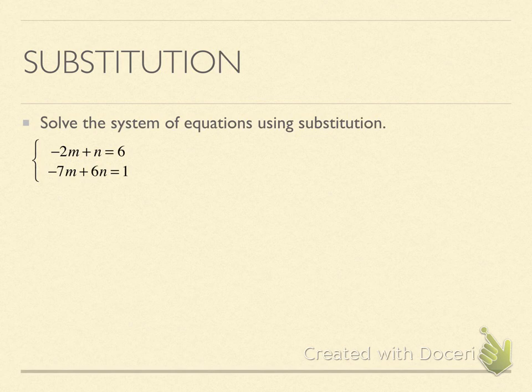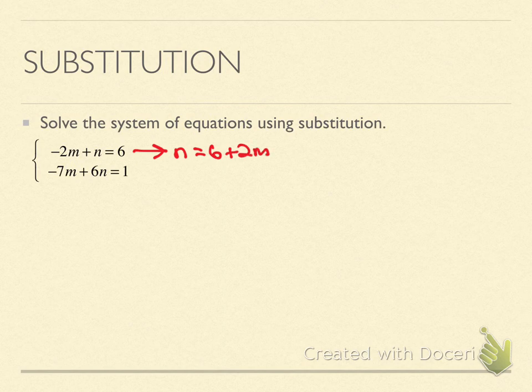So to solve this system using substitution, I first have to pick one of the variables to solve for. And again, I have 4 options. I can solve for m, I can solve for n. But looking at this, I'm going to pick the one that does not have a coefficient, so I don't have to do any division. So I'm going to solve for n in that top equation there. I can do that by adding that 2m over because it is a negative 2m to begin with. So I would add it to move it over. So n equals 6 plus 2m.